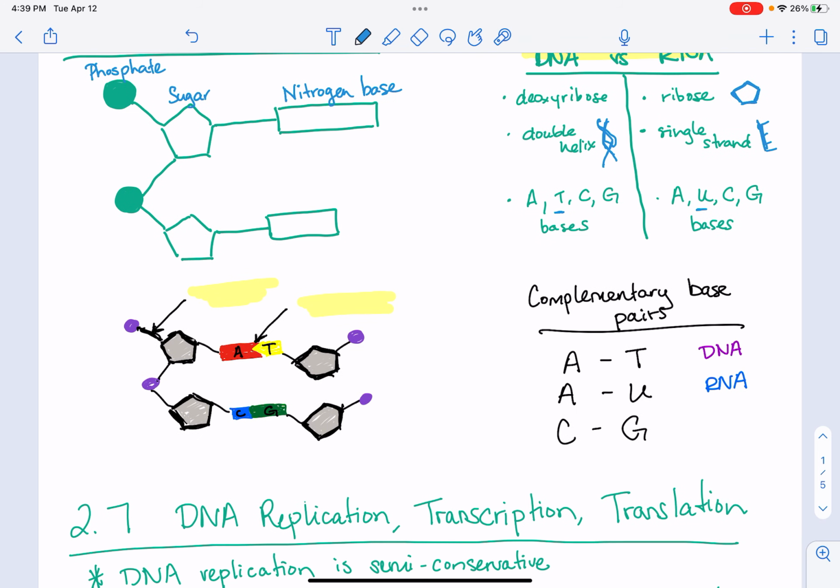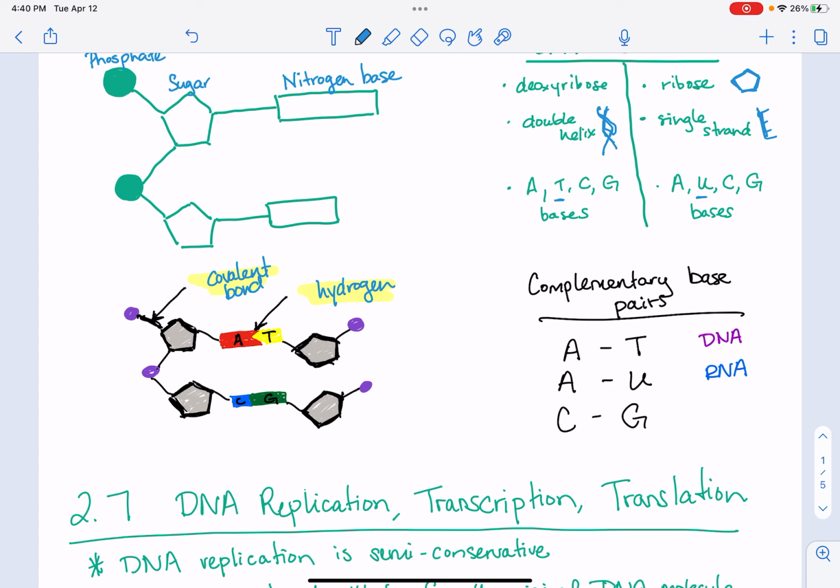So some other important structures within DNA, you do need to know that the bond between the phosphate and the sugar is a covalent bond. And the bond between two nitrogenous bases is a hydrogen bond. And so you do need to know how to draw the structure of DNA, like this picture. When you draw this, you have to know A pairs with T, C pairs with G. And you'll need to know the types of bonds: covalent bonds between the phosphate and sugar, hydrogen bonds between the two base pairs. The last thing in terms of structure you need to know about is the complementary base pairs, which you should already be familiar with.